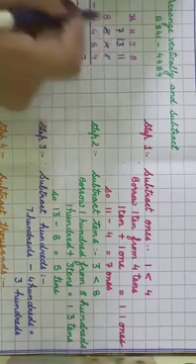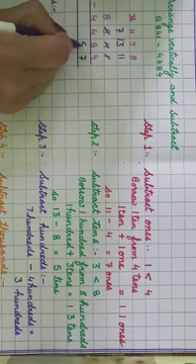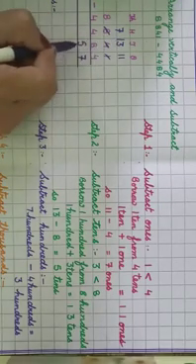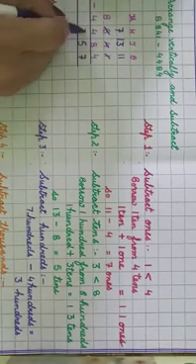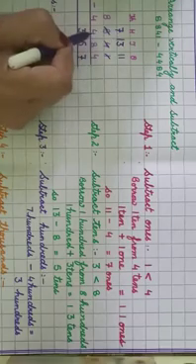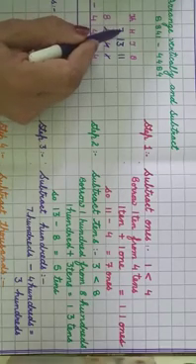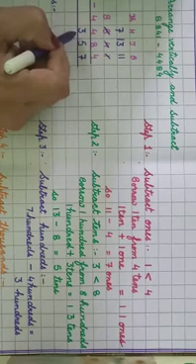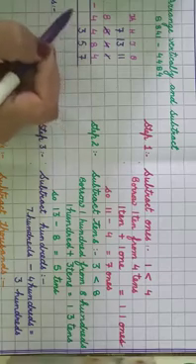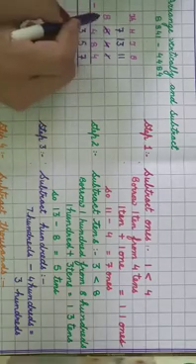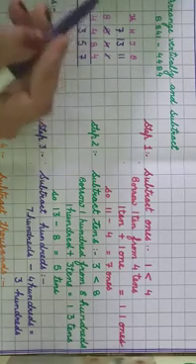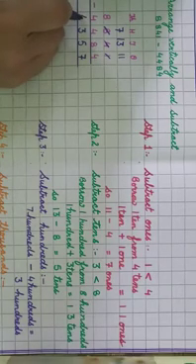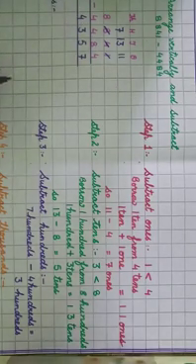Now 13 minus 8 is 5. 7 minus 4 is 3. Now 7 is greater than 4, so there is no need to borrow. Clear beta? Now the fourth step is subtract thousands. Now 8 minus 4 is 4.